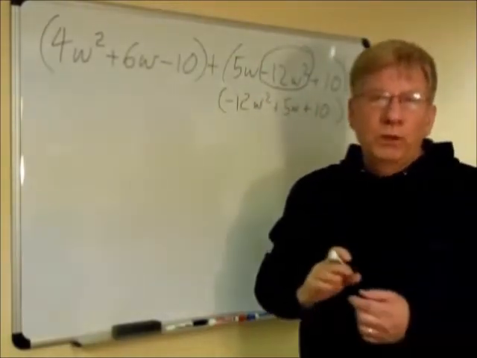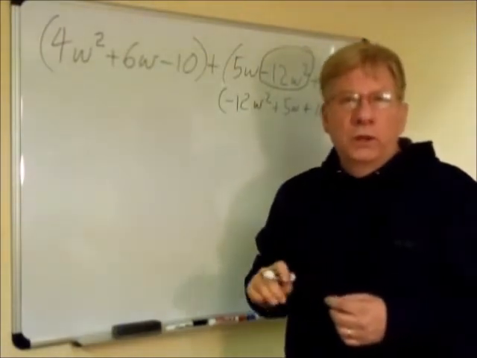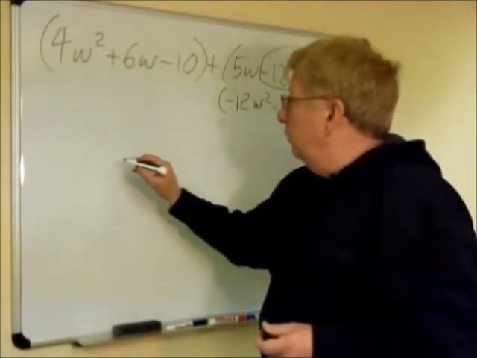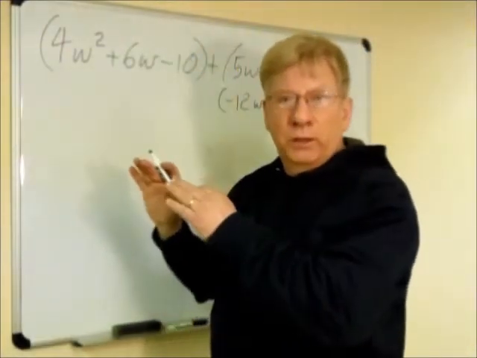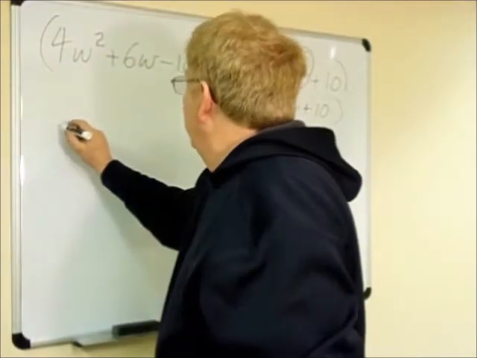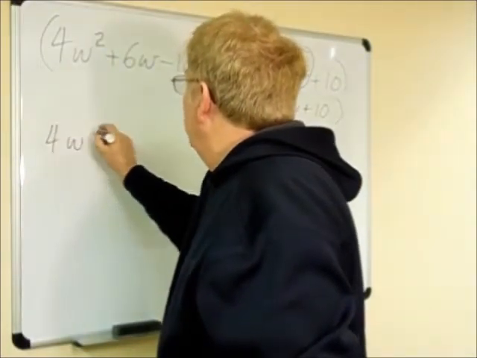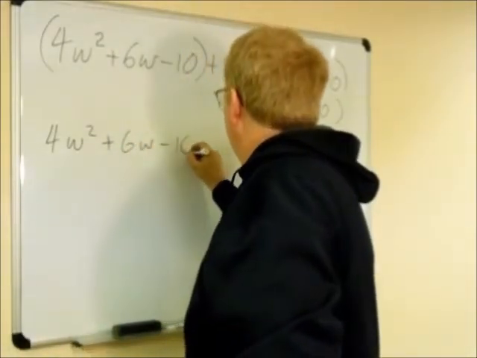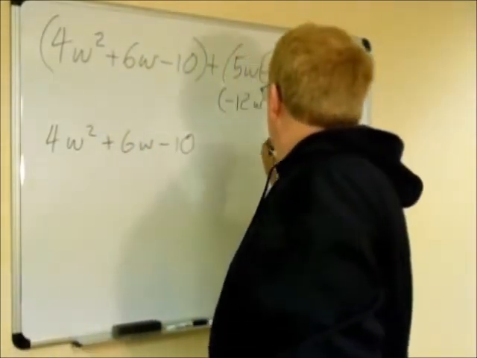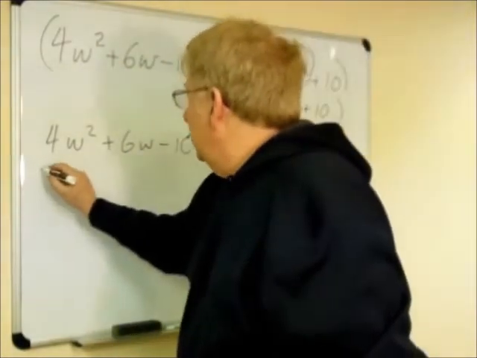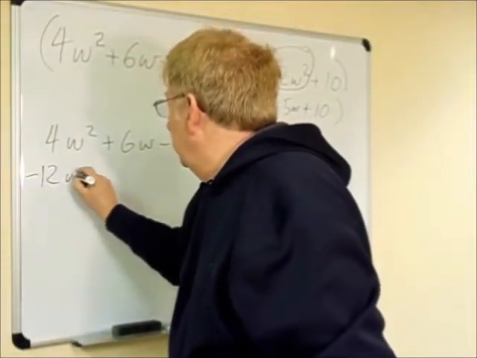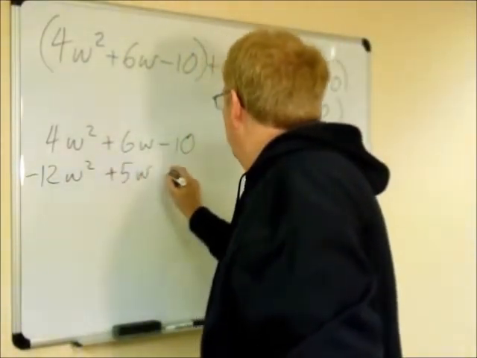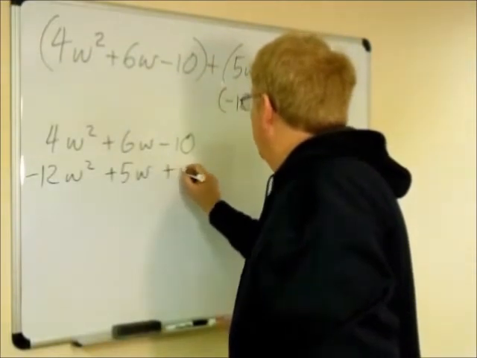Okay. Now to add this, we can do it horizontally or vertically. If we were going to do this vertically, we have to line up the exponential terms. So the first is 4w squared plus 6w minus 10. And then the second one we'll put underneath it. So underneath this term we have minus 12w squared, we have 5w, and then we have a plus 10.